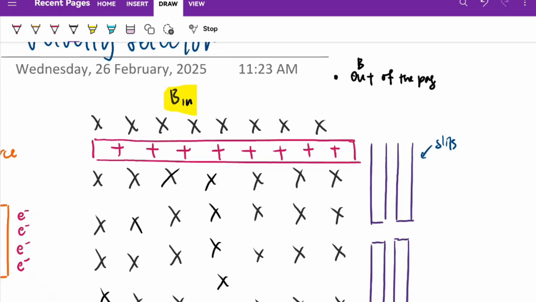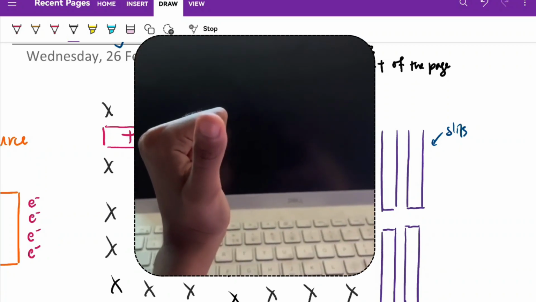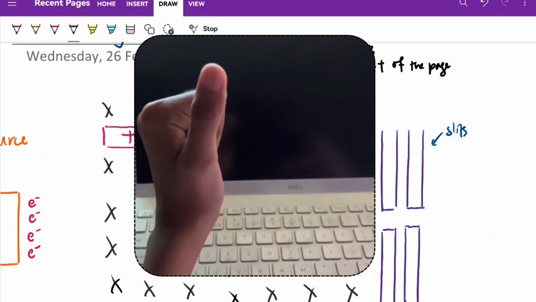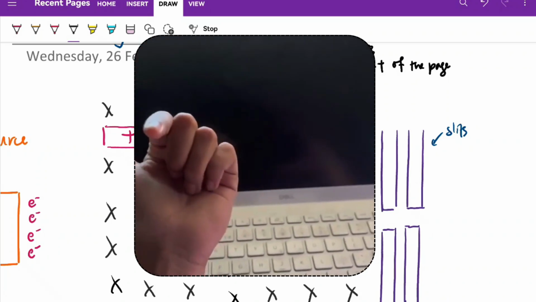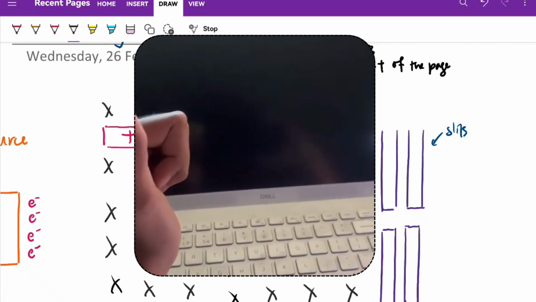So if you find it difficult to identify, like you get confused easily whether X means in or dot means out, here's a video for you to make your life easier. So let's watch the video together. Okay, so here's a tip to know whether the magnetic field is pointing inwards or outwards.